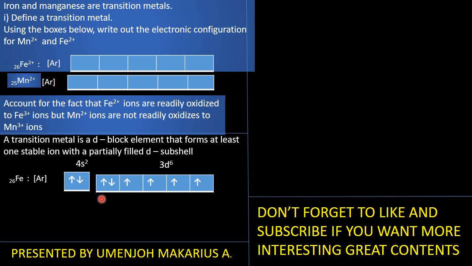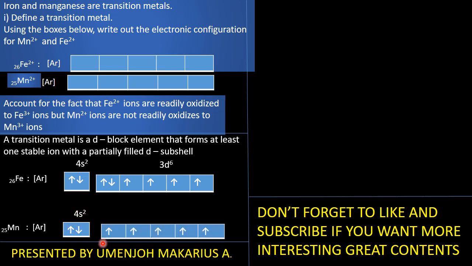Now let's look at that for manganese. It is still the argon core, and we have the 4s squared, which means there are 2 electrons in this 4s orbital. Then the d orbital has just 5 electrons: 1, 2, 3, 4, 5. So it is 3d5. This is the electronic configuration of manganese, and this is that for iron.